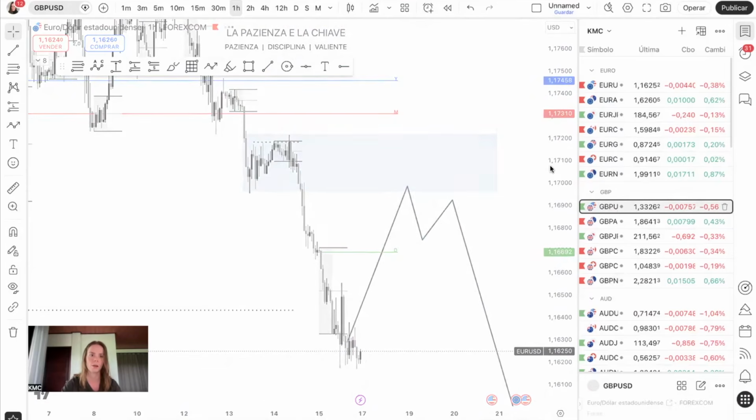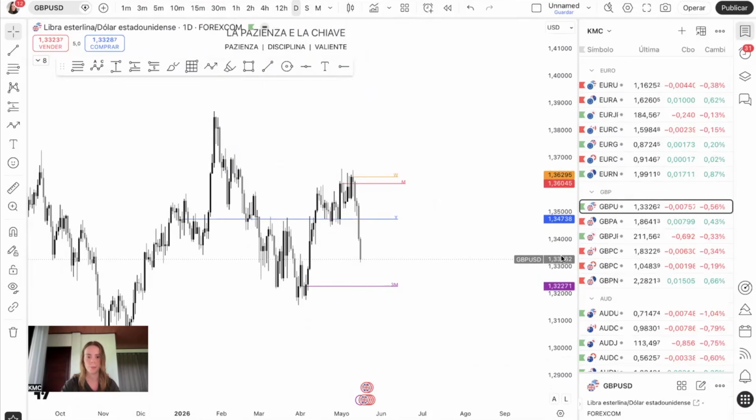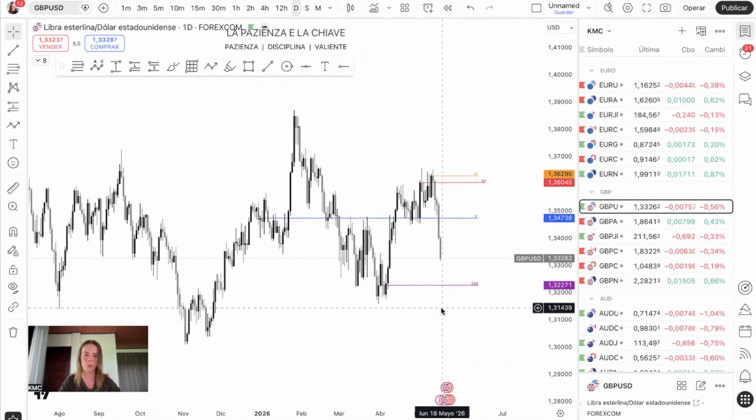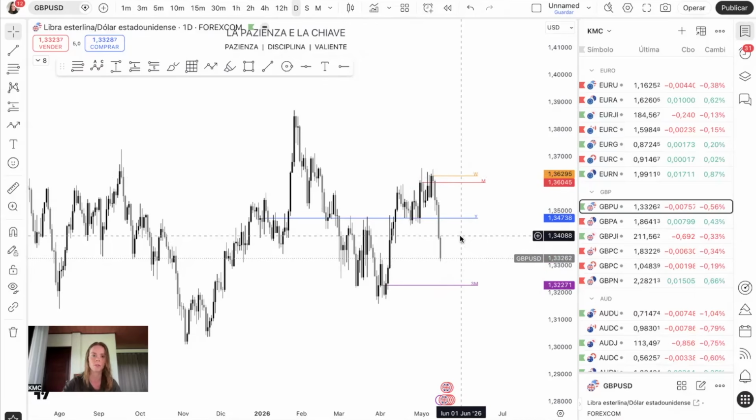Going to GBP USD, starting off with the daily, it's a bit different than euro dollar, because for me GBP USD is still bullish, but if you look at the candles, it's very bearish and you don't want to catch a falling knife. So for me, I'm looking for shorts on GBP USD as well, and not going in short-term buys and being the first one to buy and hit a stop loss.